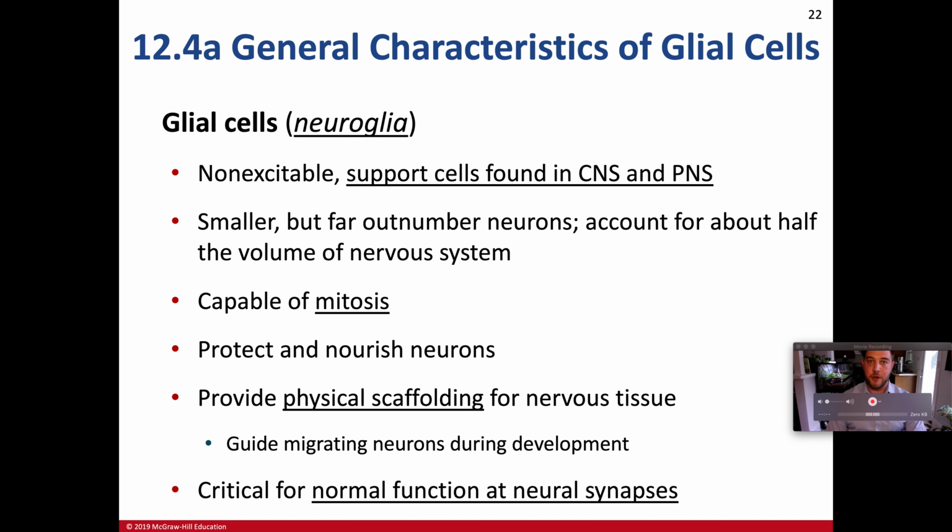They are capable of mitosis, so they can divide. They protect and nourish neurons. They provide physical scaffolding for the nervous tissue, especially fetal tissue during development. And they're critical for normal functioning at neural synapses. So they provide anatomic support, and they will modify transmission signals just a little bit to be better received.